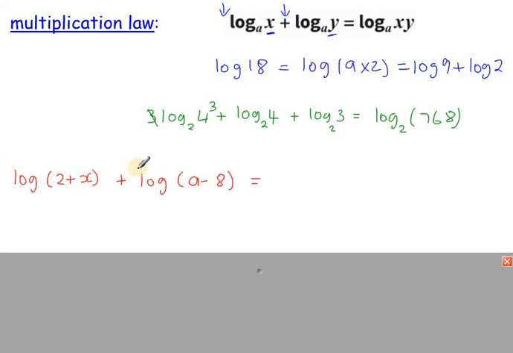In this example, I'm using base 10, no coefficient here, positive log term, so I can combine them both. I need to multiply the 2 plus x with the a minus 8, so I can write it like this, 2 plus x, a minus 8.